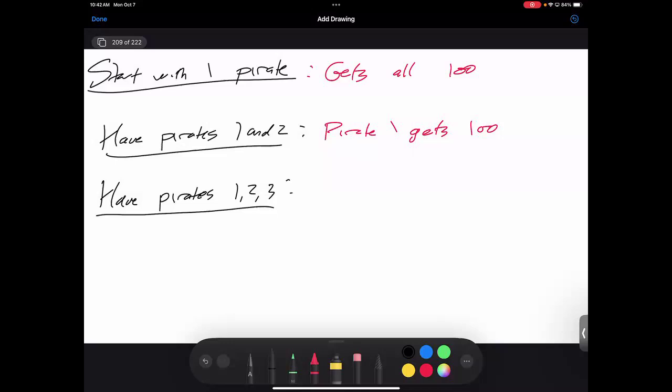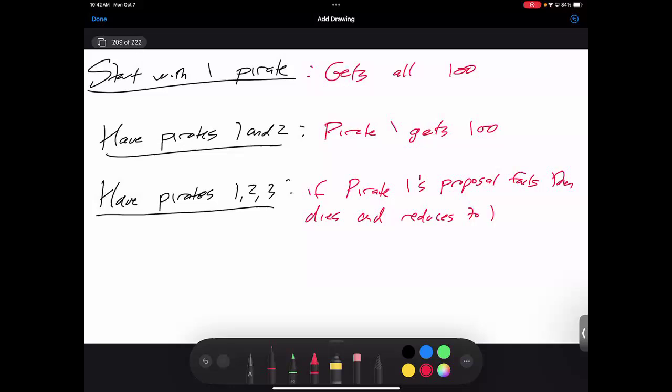With 3 pirates, what happens if pirate 1's proposal fails? The other two get more money. What happens if pirate 1's proposal fails? He dies. He dies, and then what happens? It goes back to the previous case. So if pirate 1's proposal fails, then he dies and it reduces to 2 pirates.